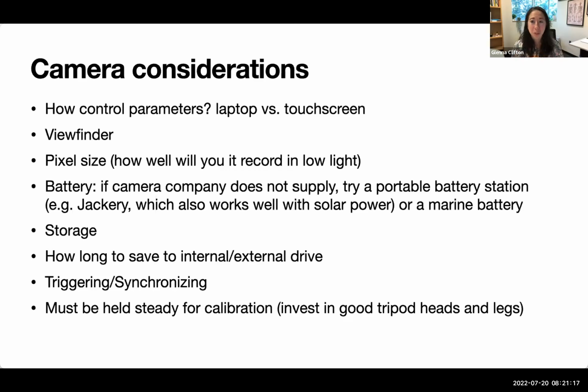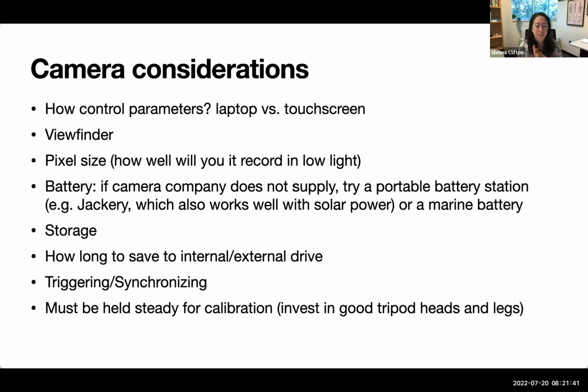Pixel size can be really important. A lot of times cameras will tell you how many pixels they have, but not the size of the pixels themselves. And the size of the pixels is actually one of the first things I look for in a camera. Basically, larger pixels collect more light, so they're going to be more light sensitive. And so especially if you're considering recording in low light, pixel size is going to be an important measurement for you to consider.